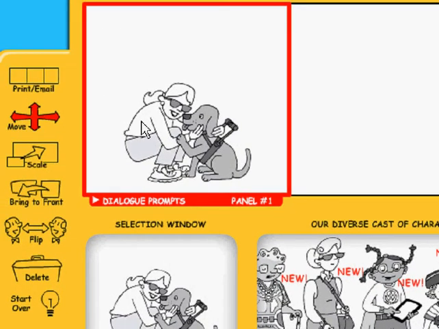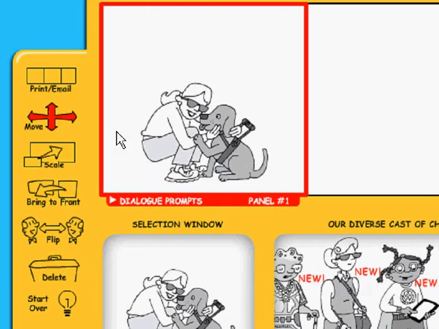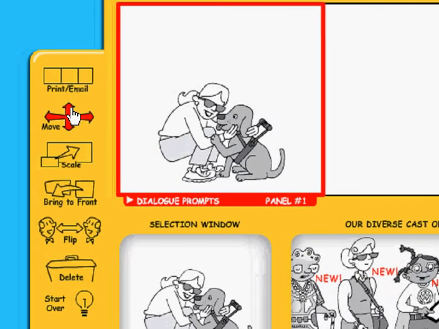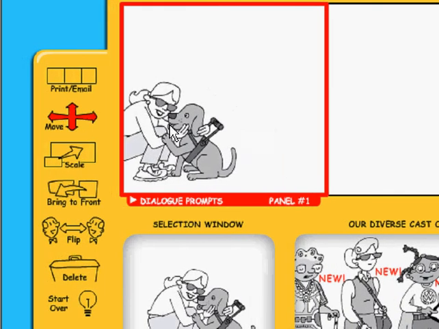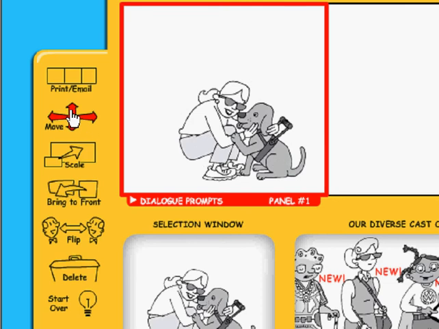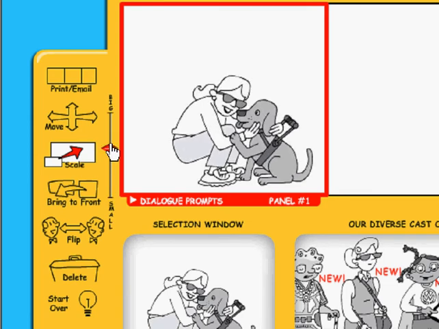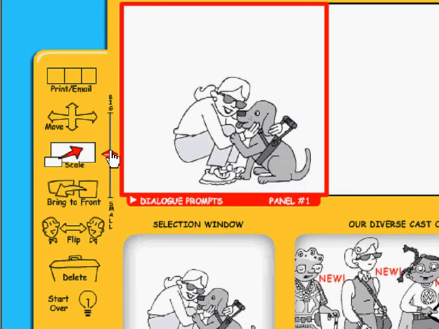I can click on her now, and I can scale her, make her bigger. Well, right now move is selected, so what that means is I can simply move her around. But if I want to scale her or make her bigger or smaller, I click on scale and I click on her again and I click on big or small.